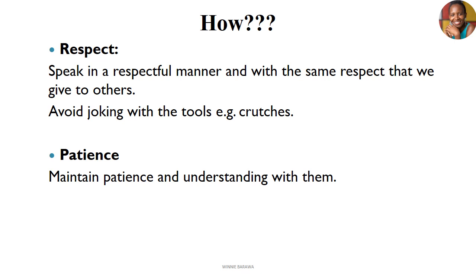Secondly, maintain patience. Be patient and be understanding with them. You need to understand that each disability is unique and it may not present in the same manner as another disability that you might know. For instance, a person with a physical disability may be different from a person with a psychological disability. So based on the disability, understand that your patience level may be a bit different, but at the end of the day, ensure you are understanding with them.